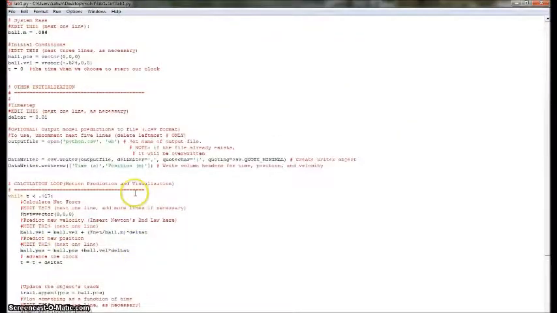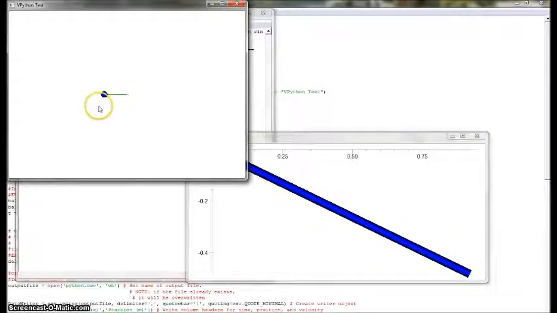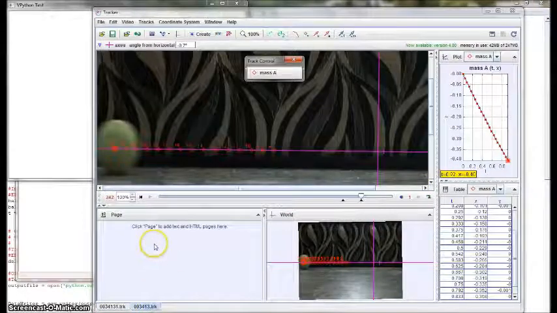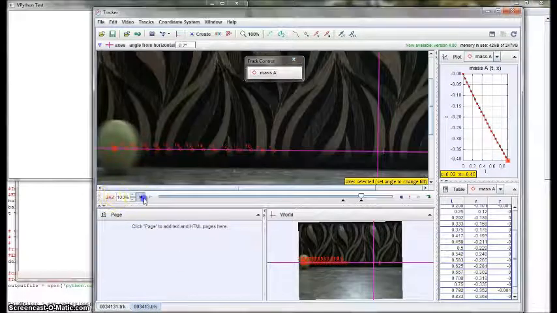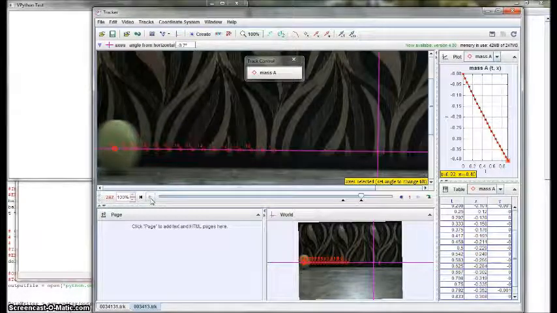Right, let me just play this for you. Yeah, as you can see, the ball moves towards the left and the graph is a straight line. Let me just show you again the tracker video for the first model, which is this one. You can see that the ball moves in the left, or the negative x direction.